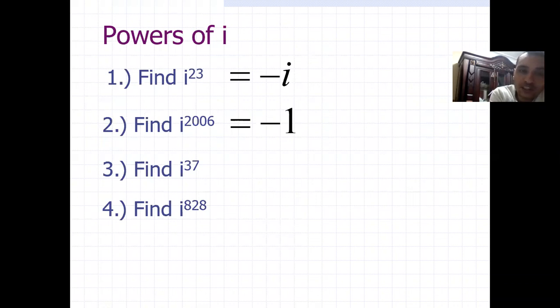i power 37: if you divide the exponent 37 by 4, you will have a remainder of 1. It means the answer is i. Now, a number like 828: when you divide the exponent by 4, the remainder is 0. It means we have the number 1, like i power 4.